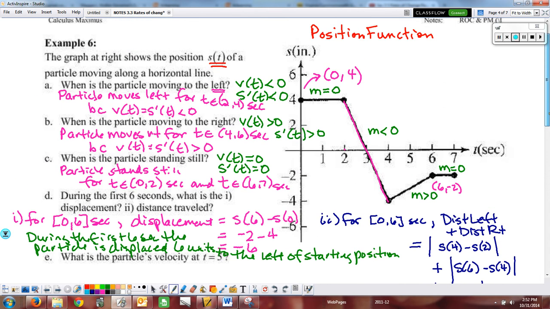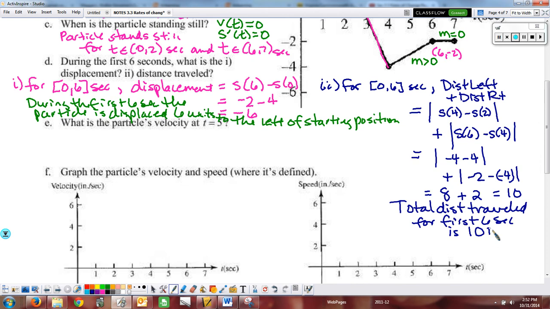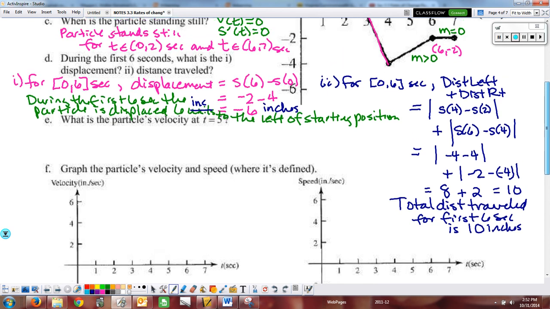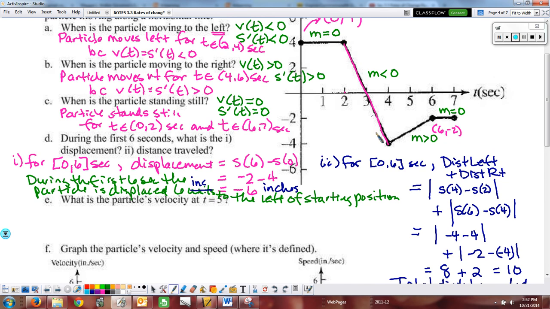Do we have any units? Yeah, inches, 10 inches. And then while I'm thinking of it, this would have been inches here, so let's change that to inches. We have seconds on all those up there. And so you can see the difference between displacement and distance traveled. And again, we're reading the information off of the graph to answer the question.